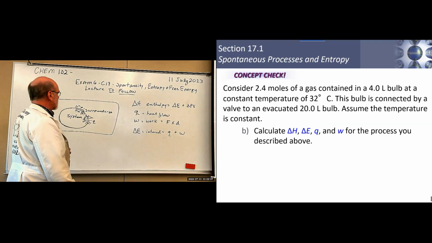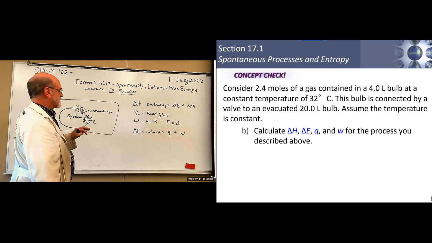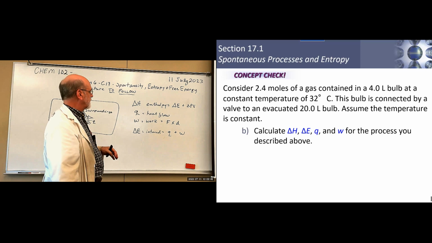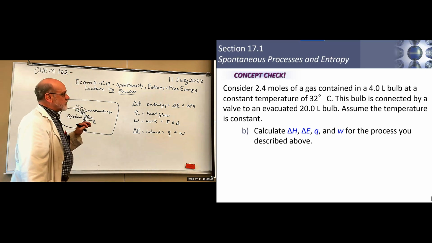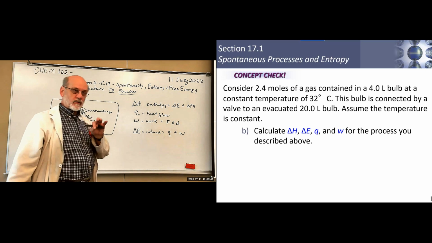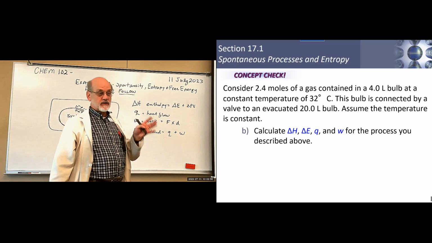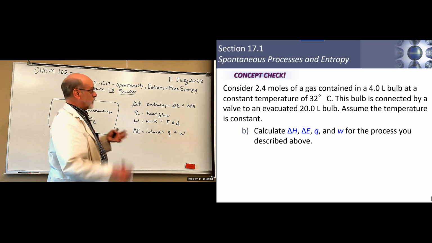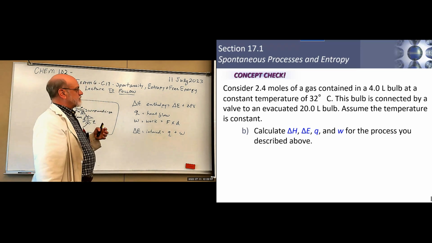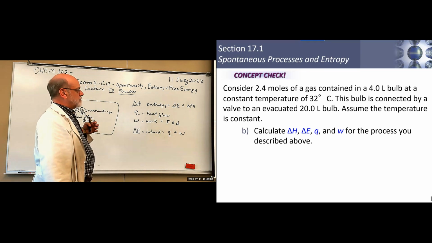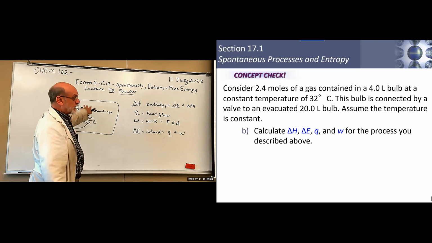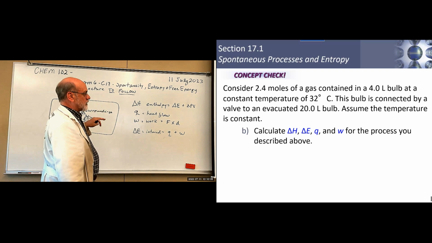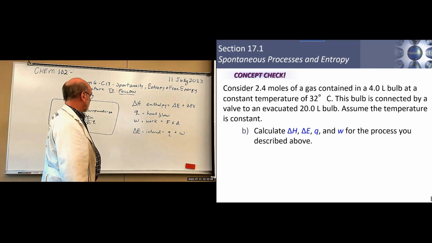Let's go back to our gas. I erased it, but I'm sure it's embedded in your mind. If we reconsider that 4-liter bulb with 2.4 moles of gas in it, connected to a vacuum bulb with 20-liter capacity, and we open it, assume the temperature is constant at 32 degrees. What's the delta H, delta E, Q, and W for the process described above?